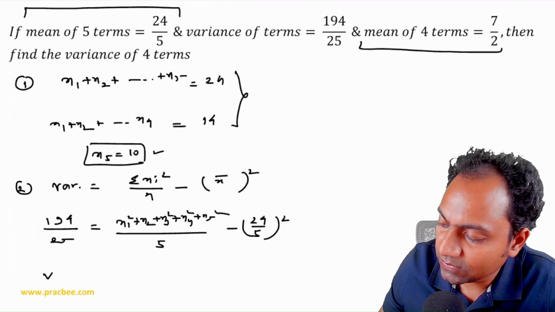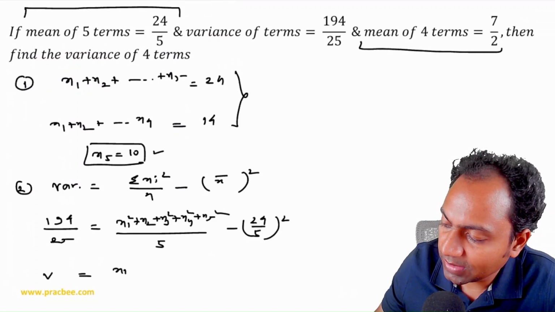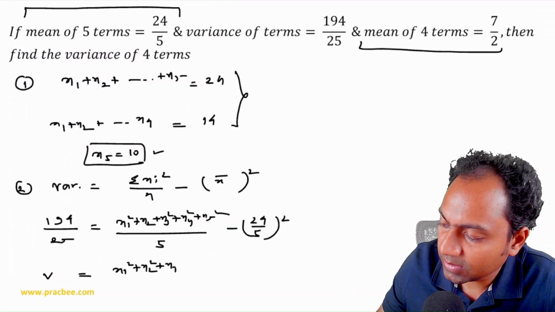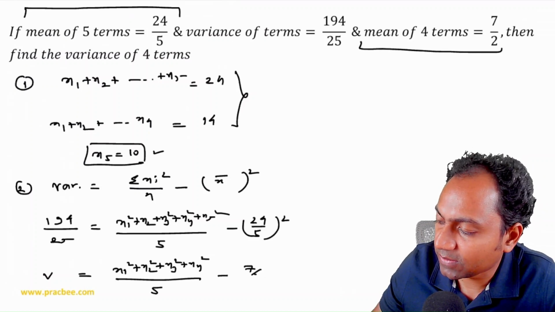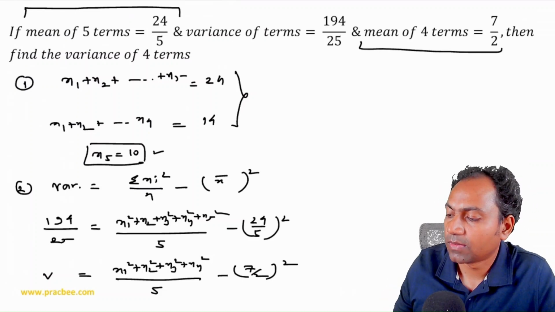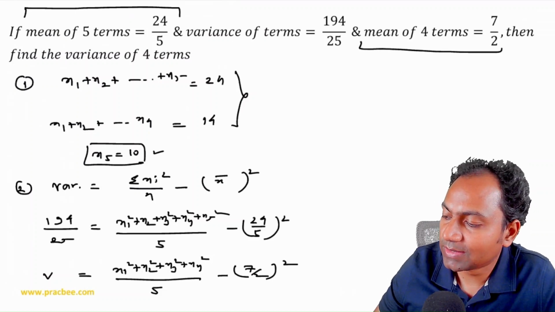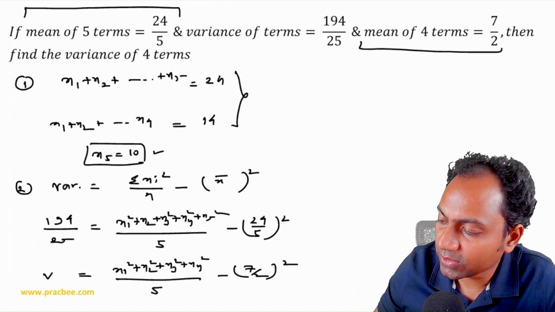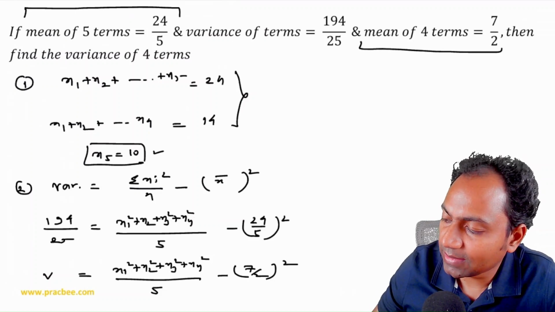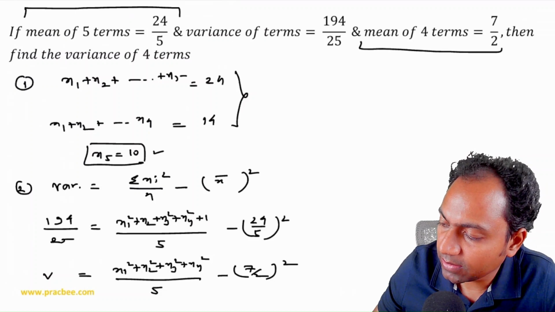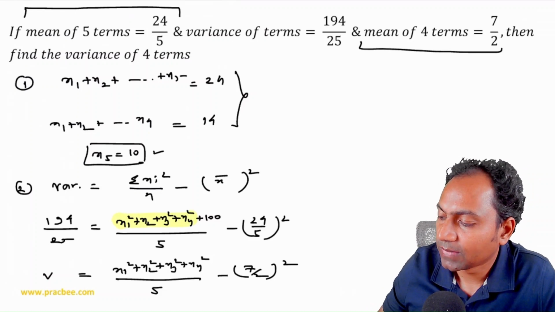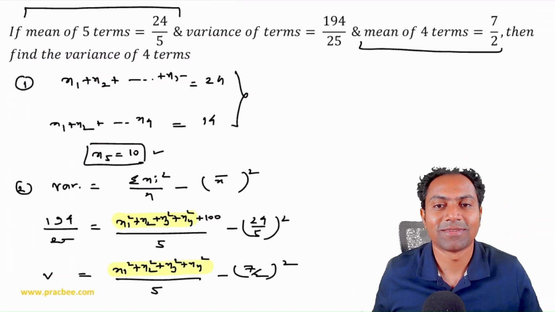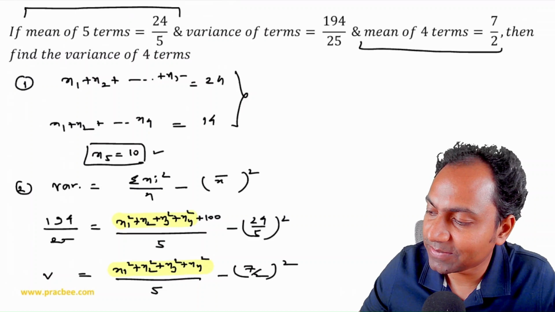So let us say that that is v. And this will come out to be nothing but x1 square plus x2 square plus x3 square plus x4 square by 5 minus, and this new mean was given as nothing but 7 by 2 whole square. So now what we can do in order to solve this is we can substitute the value of x5 here. And you can see that this comes out to be nothing but 100. And from the first part, we can figure out the value of this part, substitute it here and get the answer. So let us apply these steps and see how it turns out.